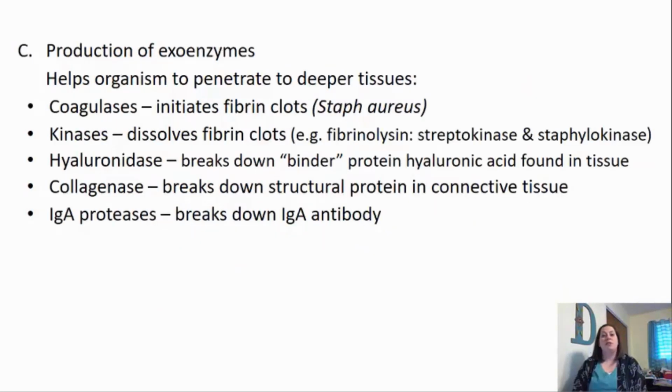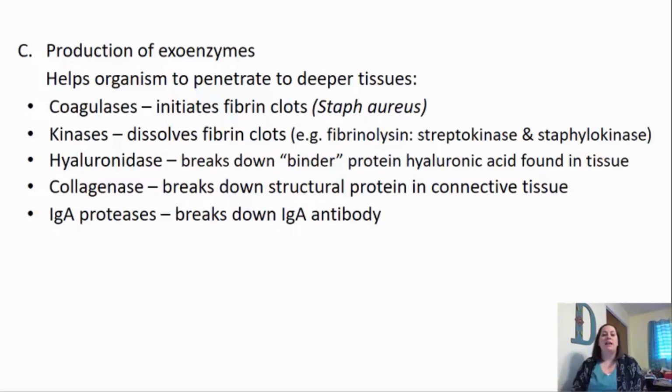Another contributor to their invasiveness could be the production of exoenzymes. These help organisms to penetrate into deeper tissues as well. An example of this could be coagulases. Coagulases initiate fibrin clots. Staph aureus is one example of this. It's an enzyme that they produce that initiates clotting to take place.